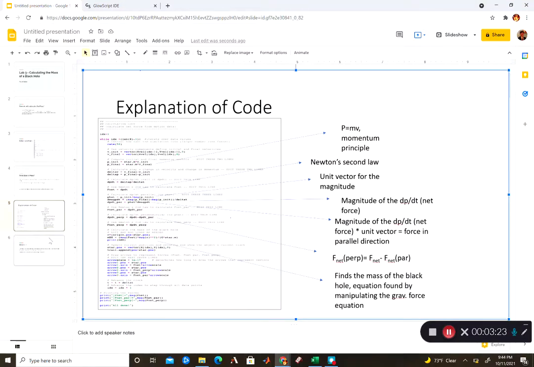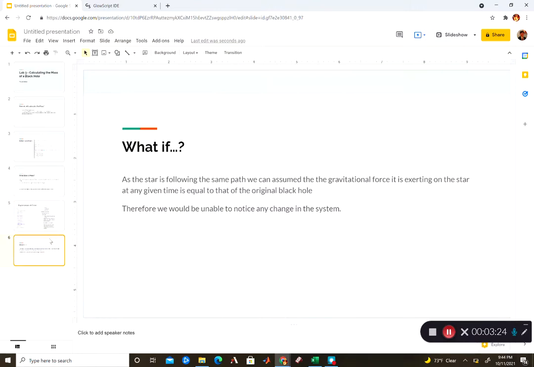And then finally, we were asked to confront the question, what if, here. As the star is following the same path, we can assume that the gravitational force exerted on the star at any given time is equal to that of the original black hole. Therefore, we'd be unable to notice any change in the system.